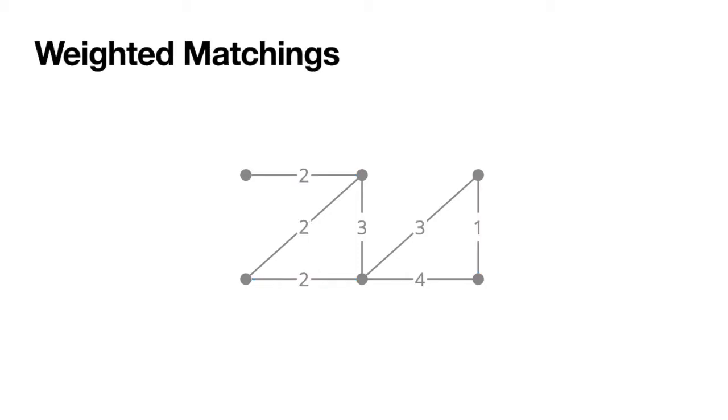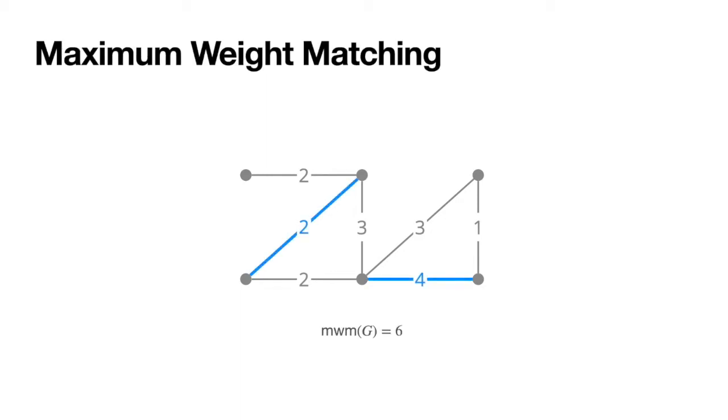In an edge-weighted graph, the weight of a matching is the sum of the weights of the edges in the matching. For example, the matching depicted here in blue has weight 6 and is the unique maximum matching in this graph. I'll use the notation MWM of G, when G is weighted, to refer to the weight of the maximum weight matching of G.